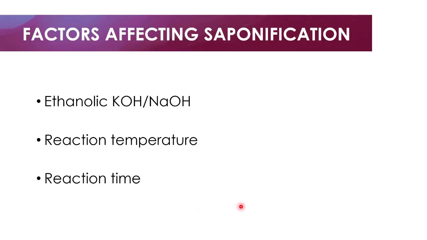Let us look at factors affecting saponification. So first is the ethanolic potassium hydroxide or ethanolic sodium hydroxide. Second is the reaction time, and the third factor is the reaction temperature. So these are the 3 basic factors that affect saponification.